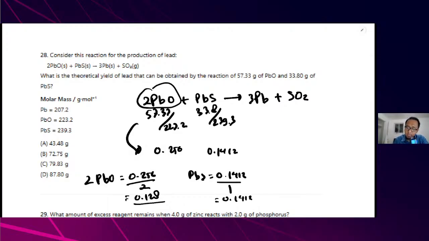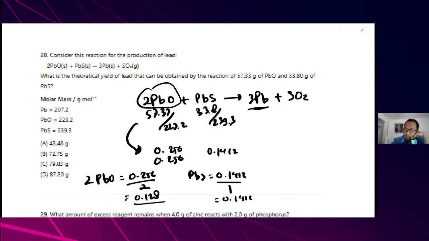This one, right? So PbO will be the limiting reactant. So after that, we just plug this number again, because this one completely runs out, so we have to put in 0.256 completely run out. However, PbS is still remaining, still in excess over here. Okay, so the question is, what is the theoretical yield of lead that can be obtained?